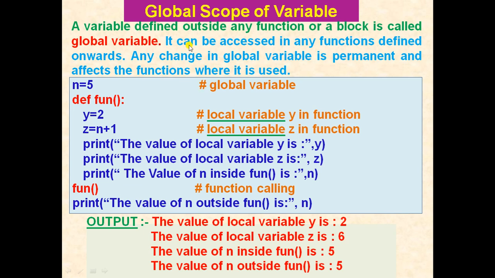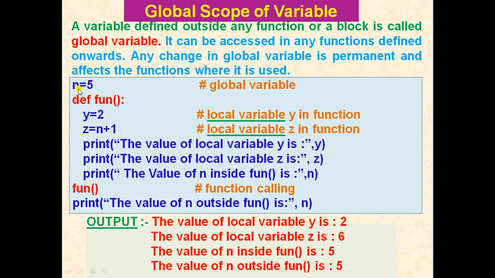Now see the global scope of a variable. A variable defined outside any function or a block is called a global variable. It can be accessed in any function defined onwards. Any change in a global variable is permanent and it affects the function where the particular global variable has been used. Let us take an example.